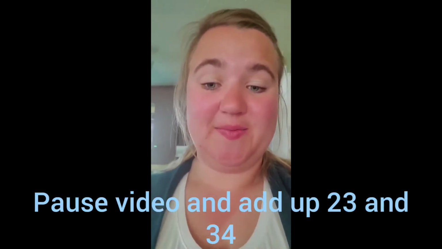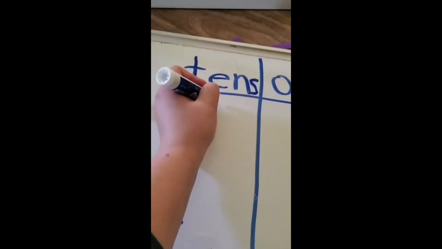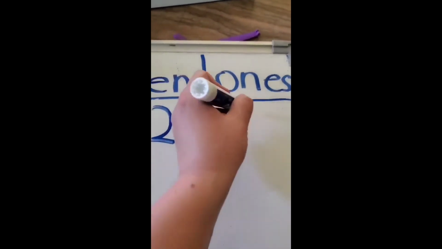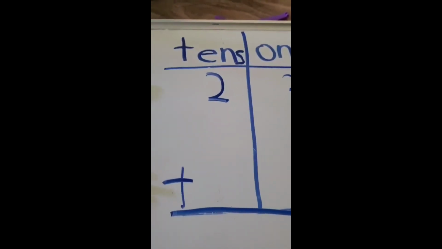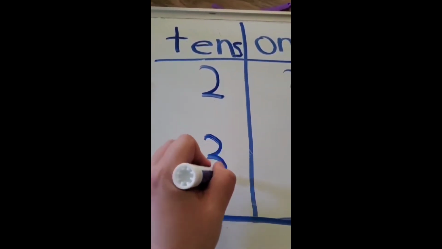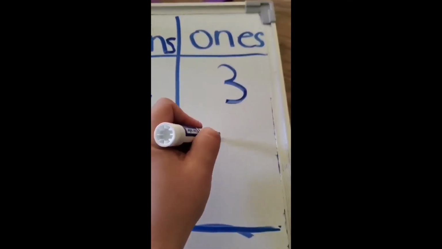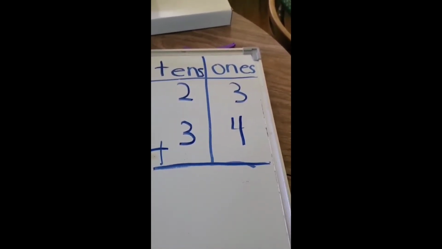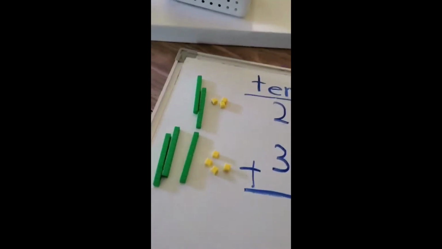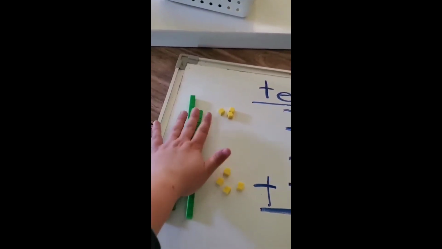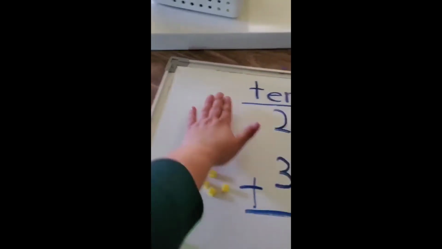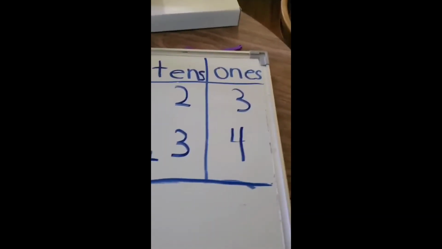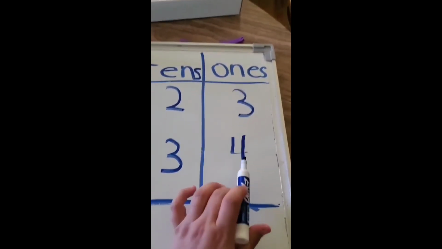23 and 34. All right, so now for the number 23, what number goes in the tens place? You're right, the 2 goes here, and then the 3 goes in the ones place, and then 34, the 3 goes in the tens place, and the 4 goes in the ones place. So now let's add them, and I have my rods here, okay? All right, so now let's add them.